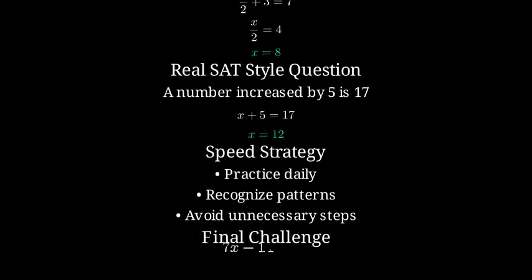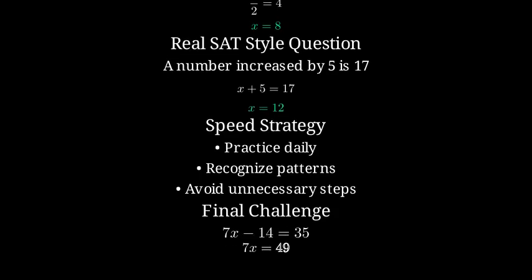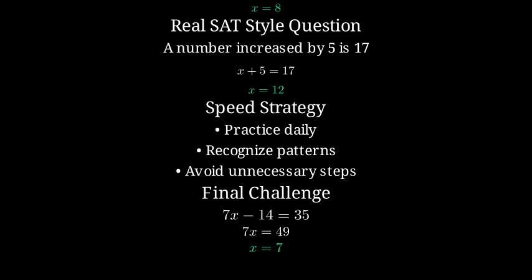Final challenge. 7x minus 14 equals 35. Pause the video. Solution. Add 14. 7x equals 49. Divide: x equals 7.